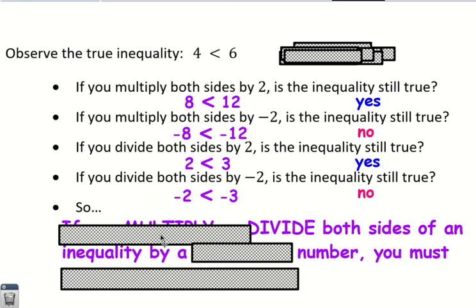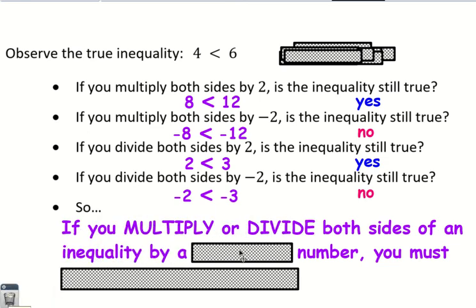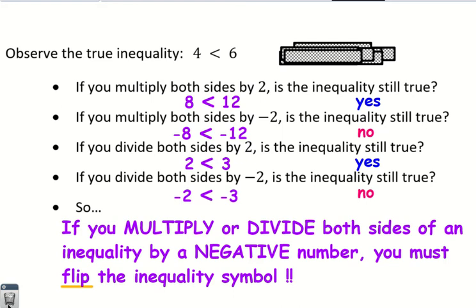And again, I'm just repeating what I just said on the last example. But if you multiply or divide both sides of an inequality by a negative number, you must flip the inequality symbol.